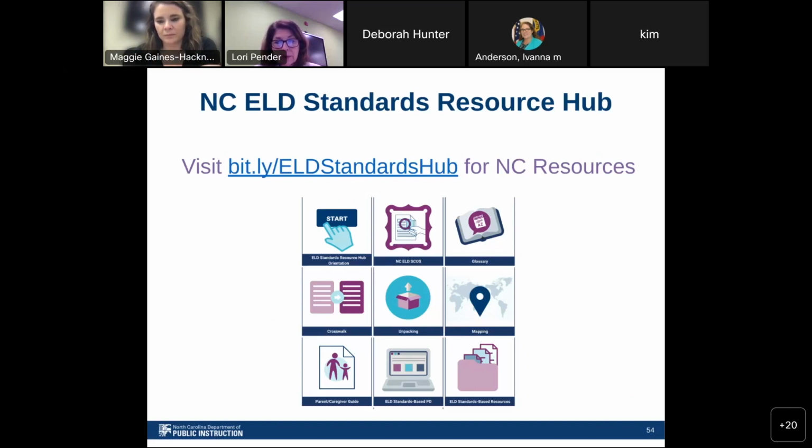Especially, we want you to focus on unpacking and mapping. We want you to look and get familiar with how the Standards Hub is set up, and how the unpacking is laid out, how the mapping is laid out, and think about how that would help you in your collaboration and co-teaching. And we'll address that next week.